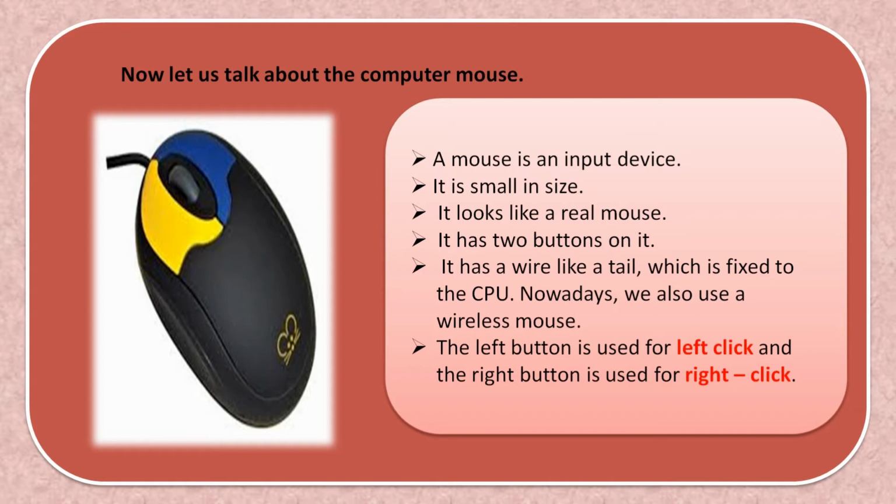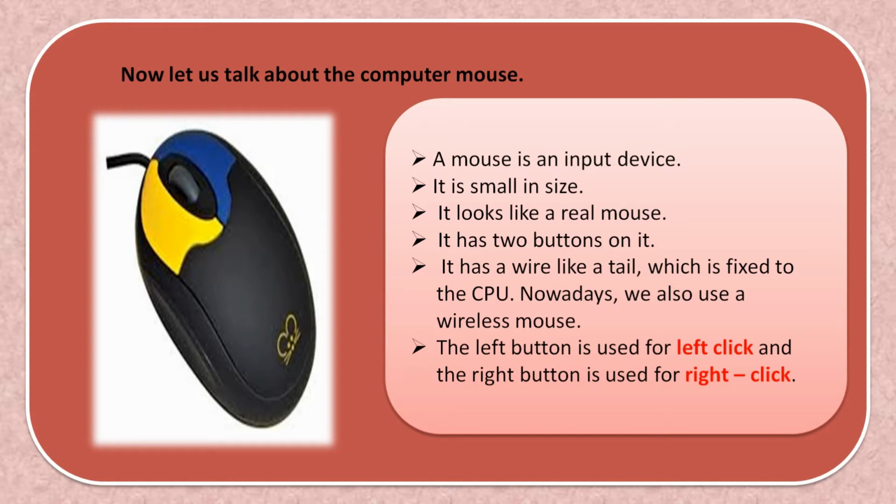A mouse is an input device. It is small in size. It looks like a real mouse. It has two buttons on it. It has a wire like a tail which is fixed to the CPU. Nowadays, we also use a wireless mouse. The left button is used for left click and the right button is used for right click.